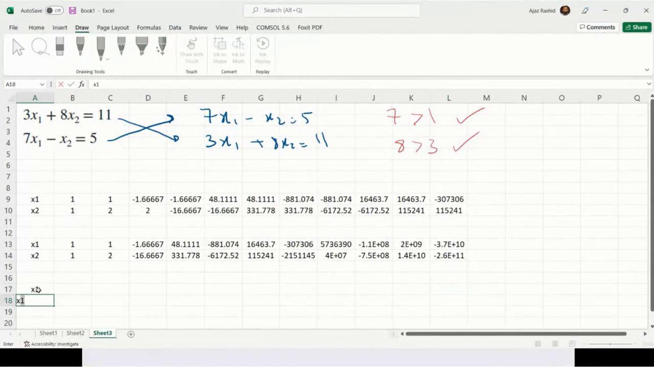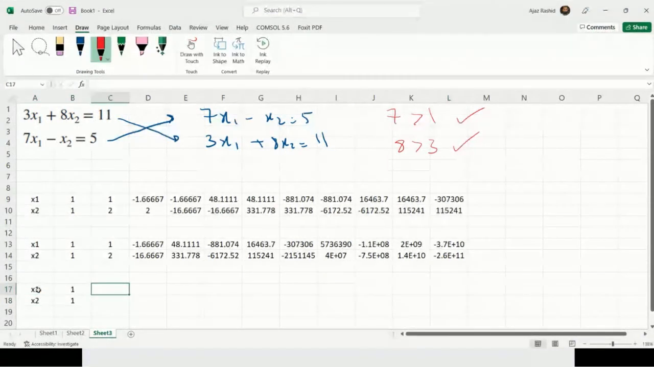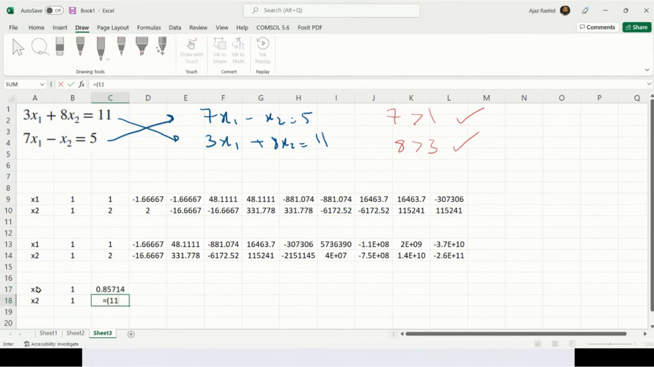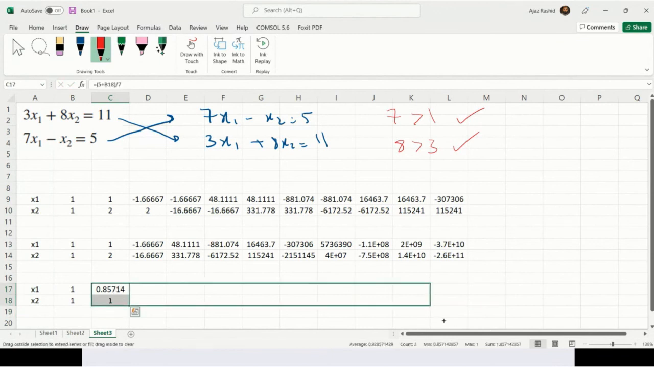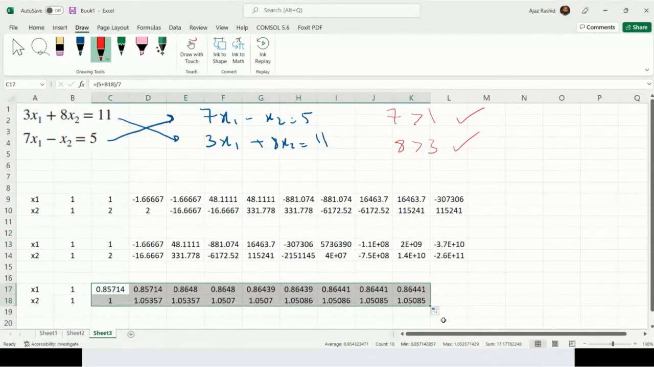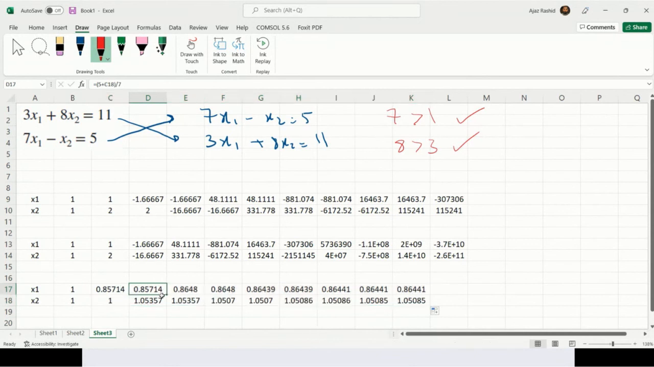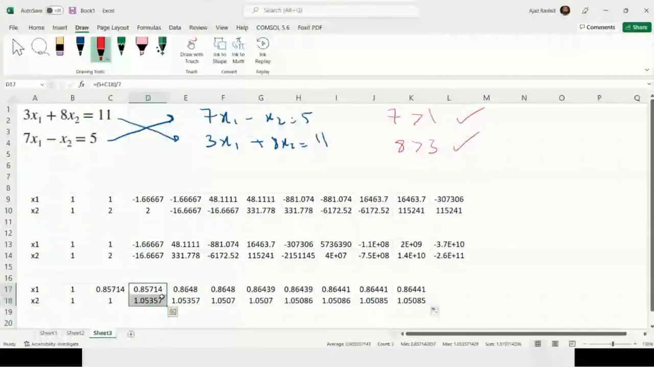I have x1, x2, the same initial guess values, but the equation now changes. This is 5 plus x2 divided by 7, and this is 11 minus 3 times the old value, divided by 8, since I'm using the Jacobi iterations. And we see that the final answer is 0.86 and 1.05. So from the second iteration, maybe we are very close to the true solution.